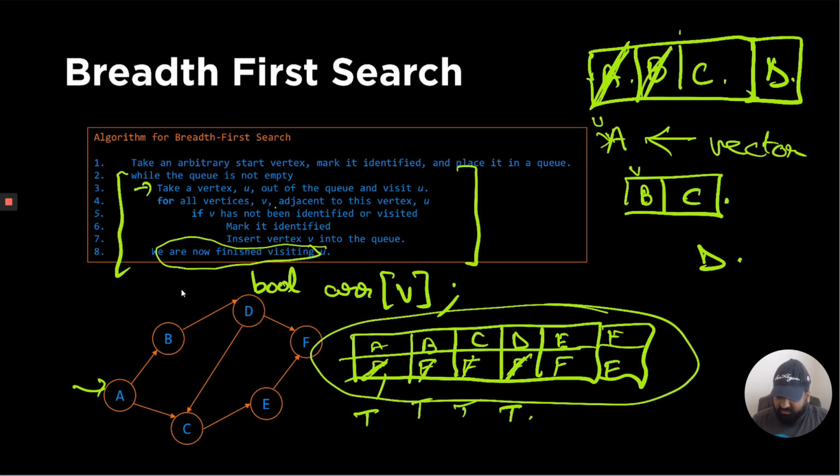Now we are going to do the same with the value C. Which vertices are adjacent to C? It has just one, which is E. So we are going to push E and mark it as visited.